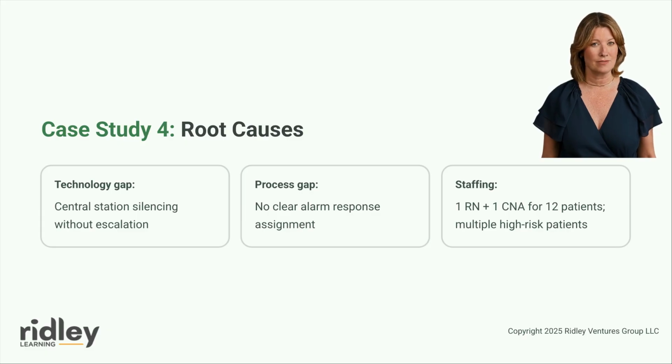Looking at patient-specific factors, sundowning behavior was increasing fall risk during evening and night hours. Diuretic medication was increasing toileting frequency, and osteoporosis was increasing fracture risk from any fall. Now let's consider prevention strategies using the action hierarchy.